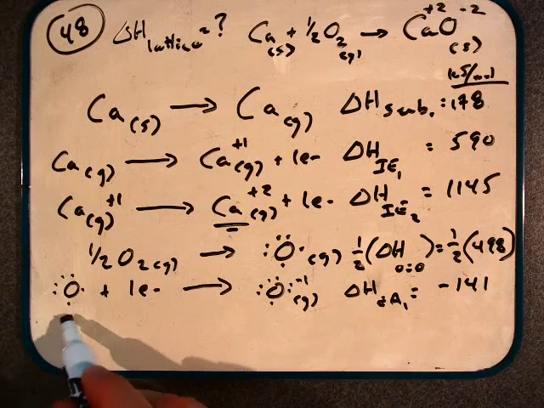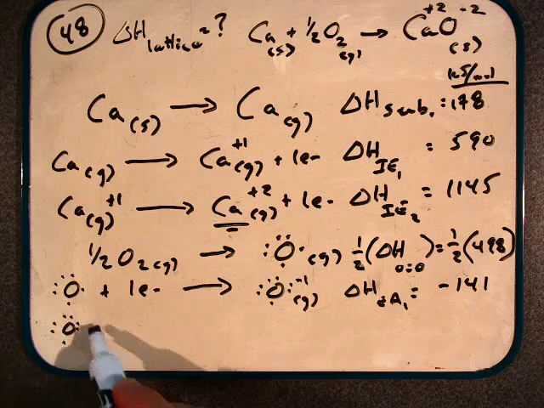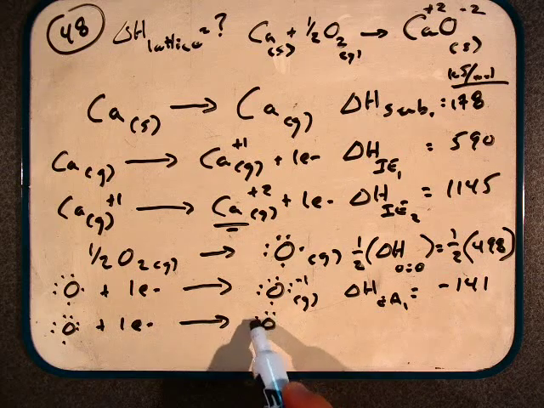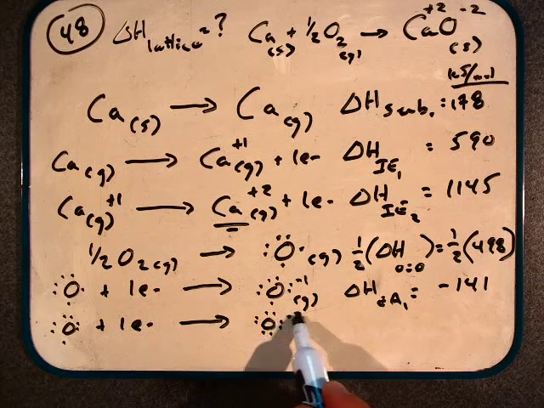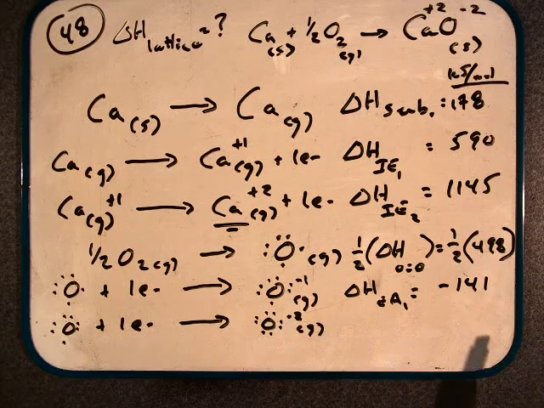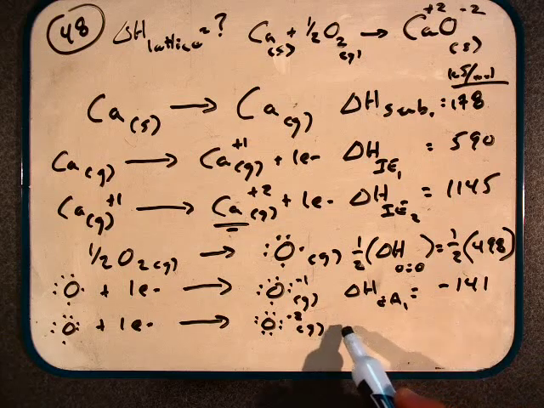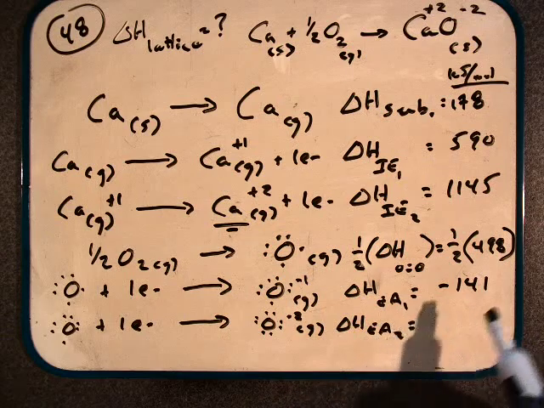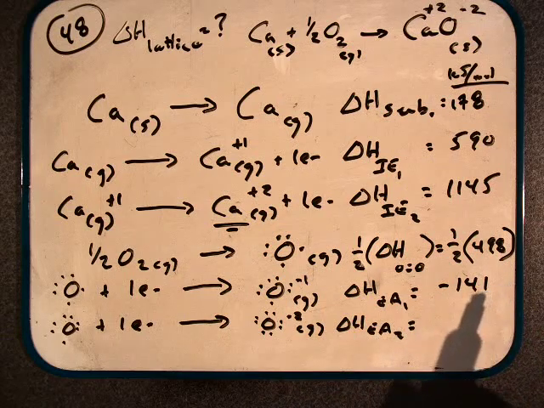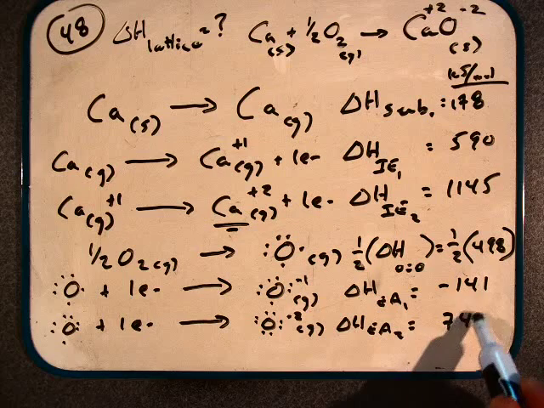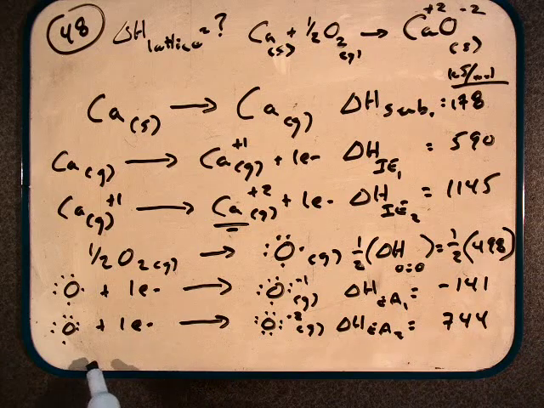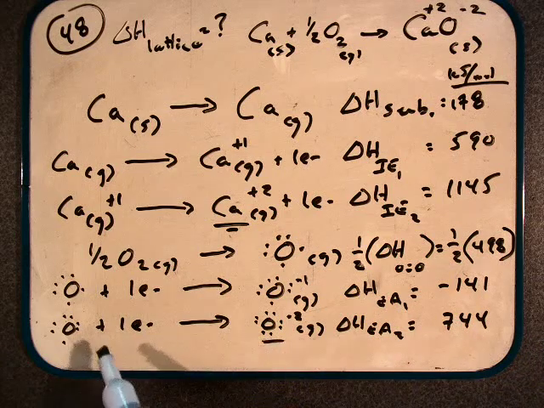And then we have to do that process again to get oxygen in the -2 state, and that would be the delta H of our second electron affinity, which in this case is actually a positive 744 kilojoules per mole. Now that we have all that, our oxygen is ready to react.